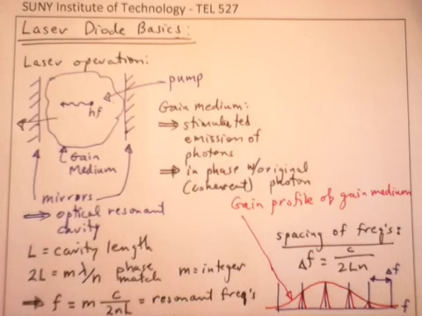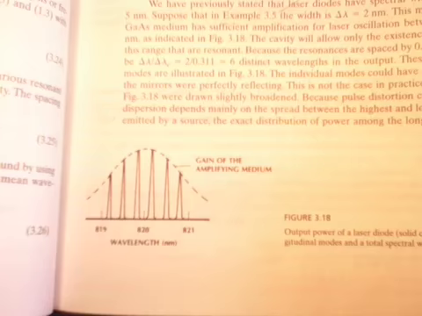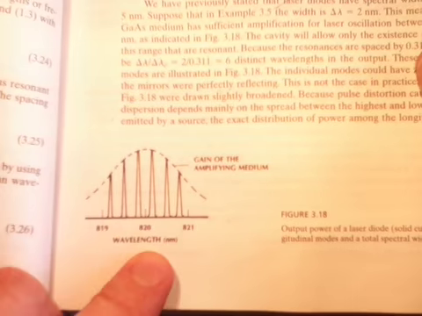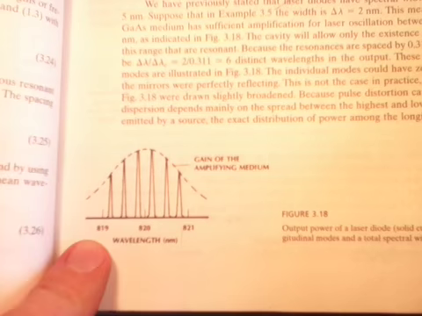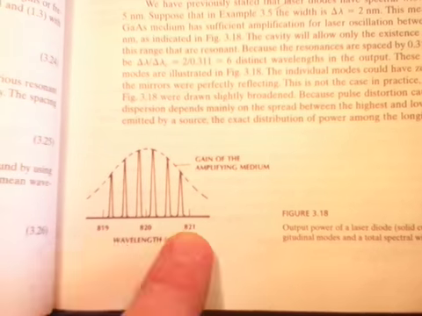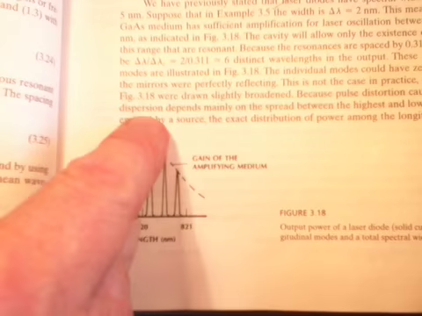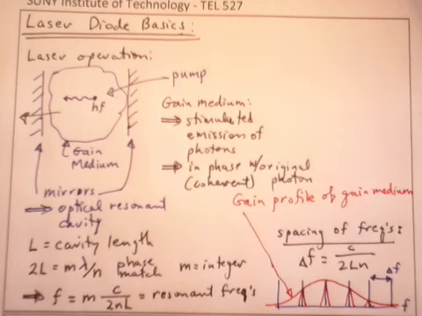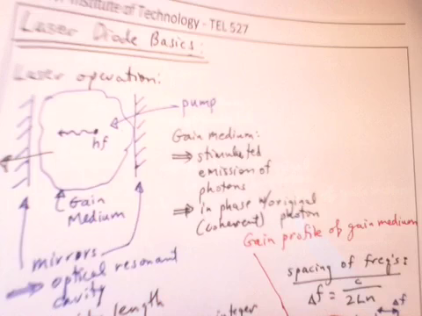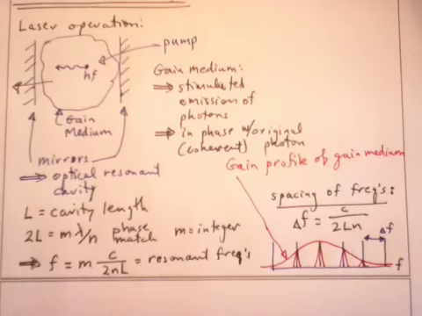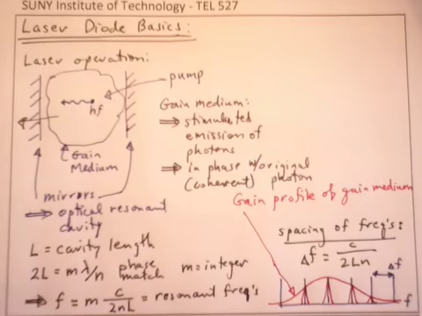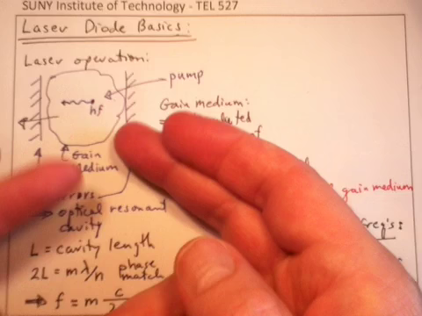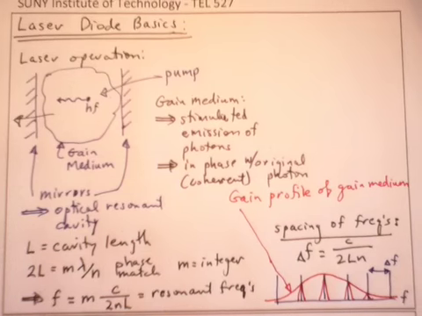And you can see a picture of this in figure 3.18 of the text. Maybe this is a better picture than the one I drew, but showing a laser diode with 819, 820, 821 nanometers, and the gain curve of the medium, and then the modes of the output of the laser. Okay, so this is the idea of how a laser diode works. And in fact, what I'll do is I'll come in on the next slide and show you a little bit about the material system and how we actually make this cavity out of a semiconductor. Okay, thanks.